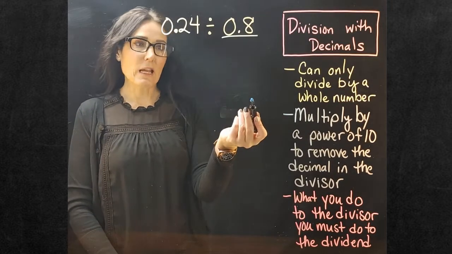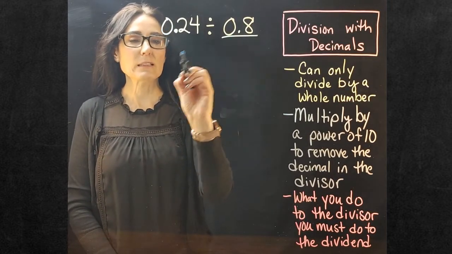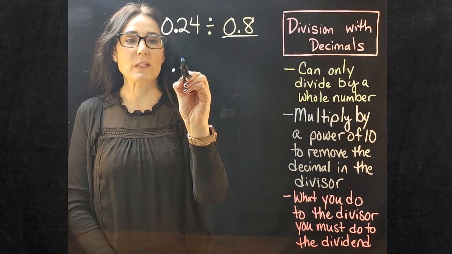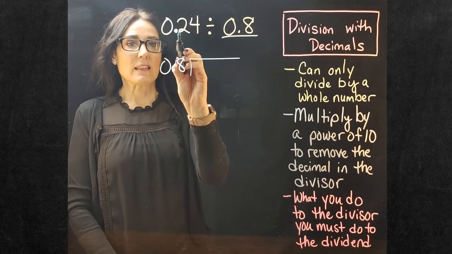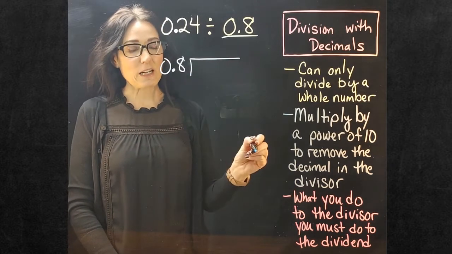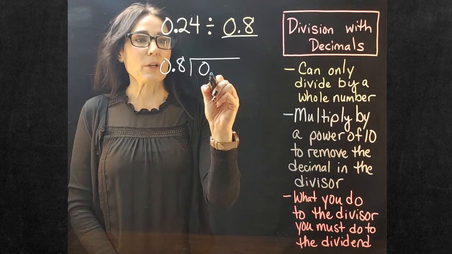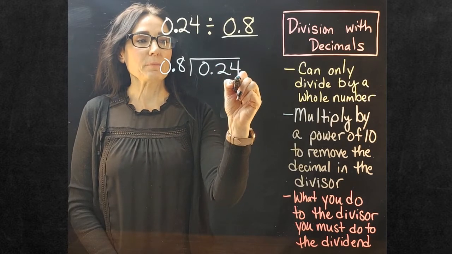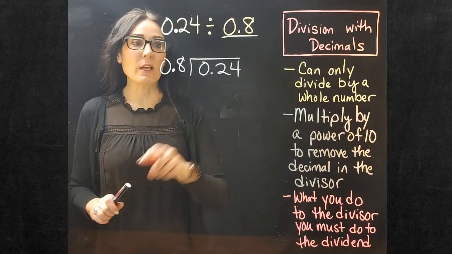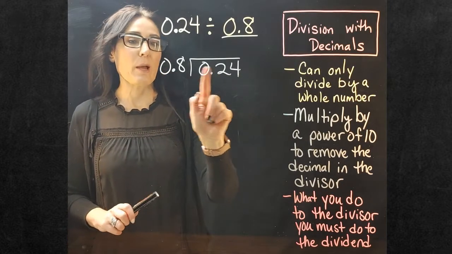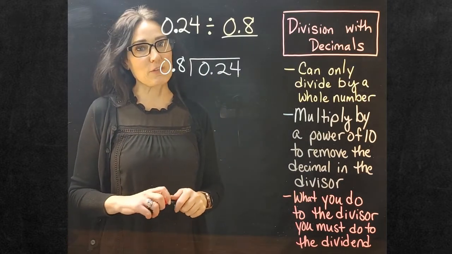If we were to write this out, we would say, okay, 8 tenths. This number is actually your divisor, so it is going to go on the outside of your division bar. This number is the number that is being divided, so it is actually going to go underneath your division bar. Okay? Now you'll notice I have decimals in both of those. Now it's okay to have a decimal here, but you cannot have a decimal in your divisor.